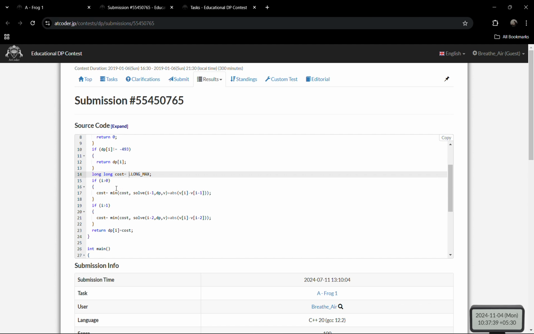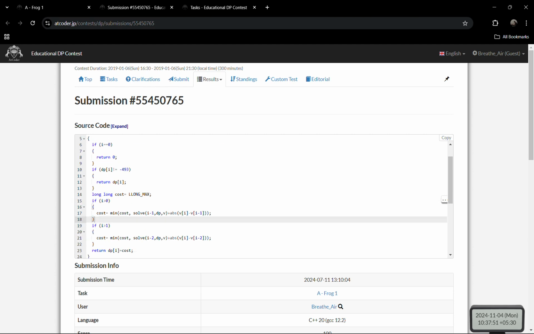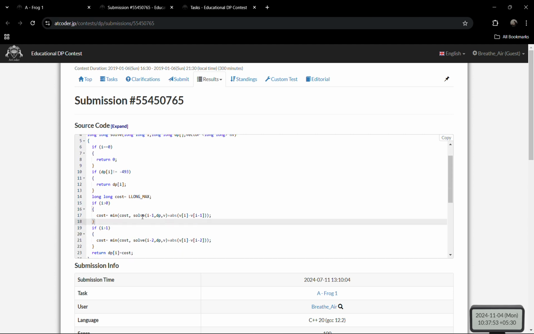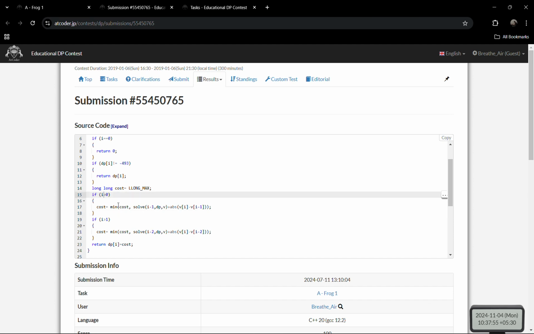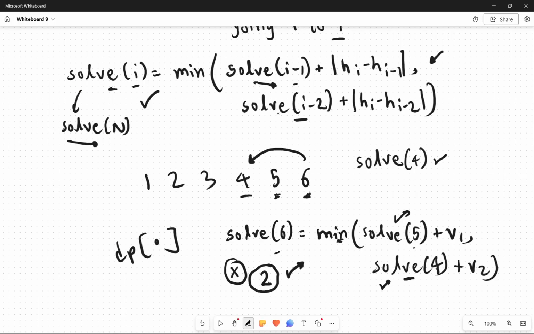So if i is greater than 0, you have to check this condition before applying solve of i minus 1. Otherwise, if it was 0, it would go to solve of minus 1, and we haven't handled that case. So checking it is necessary. And solve of i minus 1, dp comma v, plus absolute of v of i minus v of i minus 1. We have discussed it here, right?